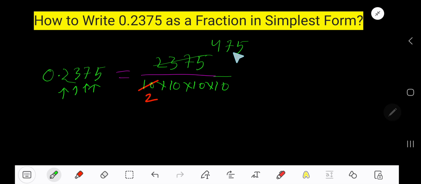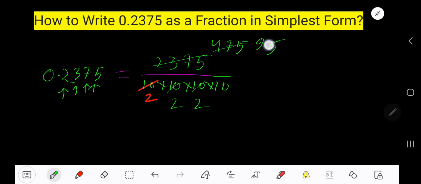Again, this is divisible by 5. Okay, so this is also divisible by 5. 5 goes into 47, 9 times. 9 times 5 is 45. Subtract, and you will get 2, bring down 5, 25. Again, this is divisible by 5. This is divisible by 5.